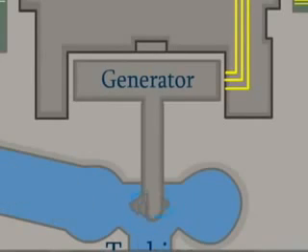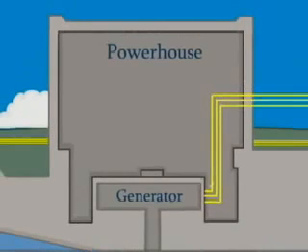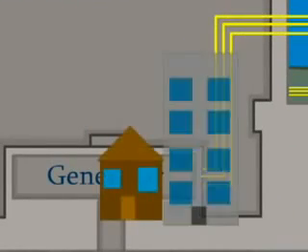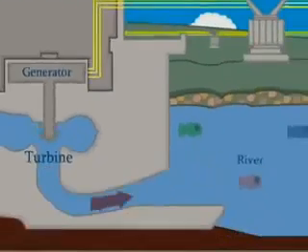Now the generator is located in a powerhouse which houses a bunch of other generators. Power lines are connected directly to the generator to give direct feeds to homes and businesses. After the water leaves the turbine, it'll flow back into the river. The electricity that powers the province.